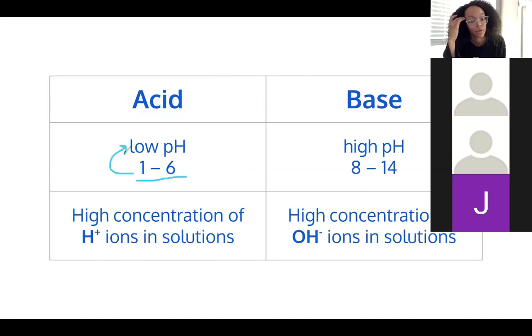All right, so if, for example, something had a pH of 3, we would instantly know, oh, this has to be an acid because it is on the lower end of the pH scale. Conversely, bases have a higher pH. If anything is between 8 and 14 on the pH scale, then we know that it is a base. It's a high pH.